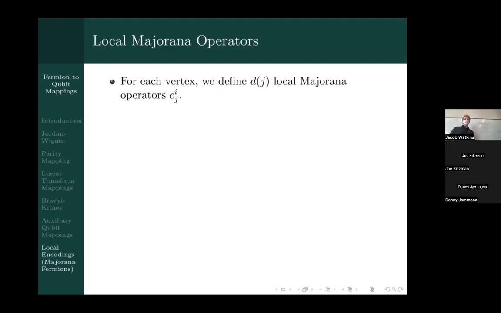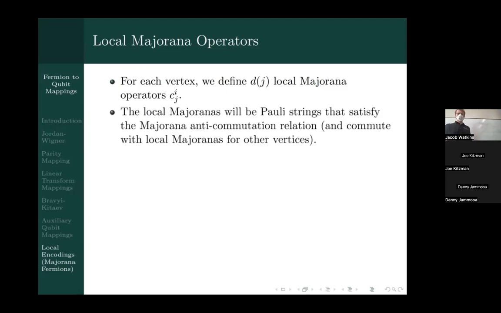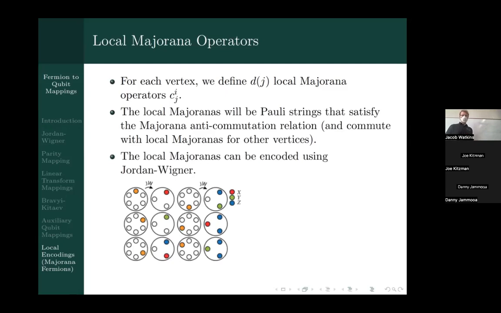And then for each vertex, we'll define a number of local Majorana operators equal to the degree. These are not to be confused with the fermion Majorana operators, which you talked about earlier. They have the same sort of math, the same anti-commutation relation, although they will commute with the local Majoranas for other vertices. And then there are multiple ways to encode them.